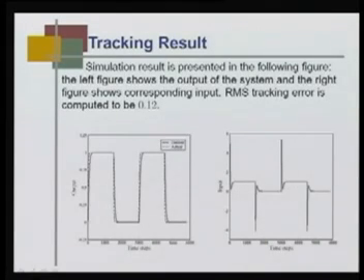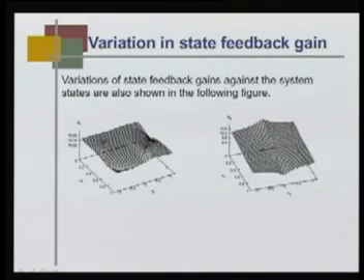So, the simulation result is presented in the following figure. The left figure shows the output of the system, the right figure shows the corresponding input. This is my control action and this is my output. Okay. So, for the variation of the state feedback, you can easily see again that the gains are variable, it is not a flat surface, there is a variable gain for k 1 and k 2.